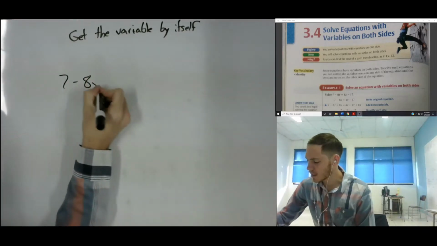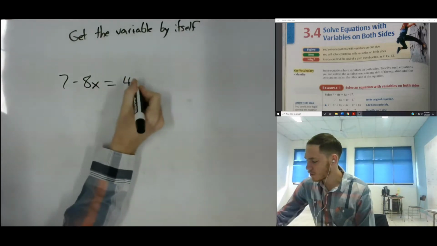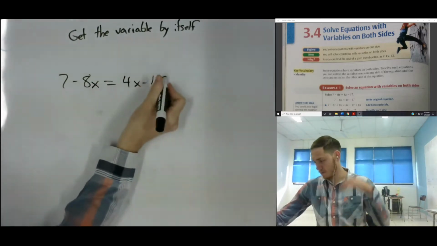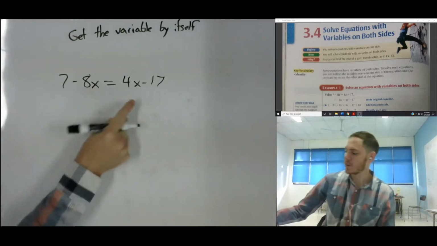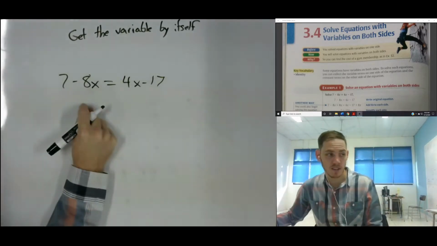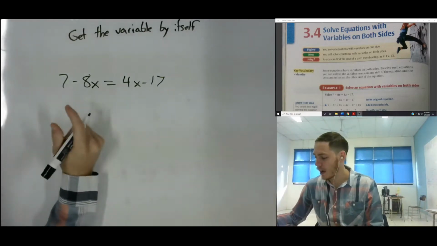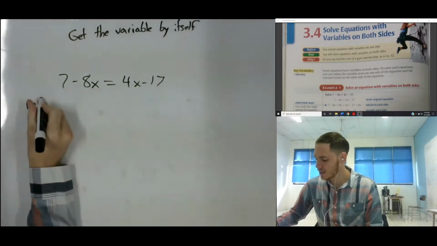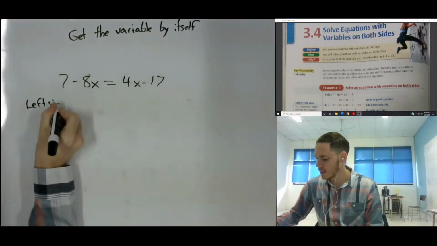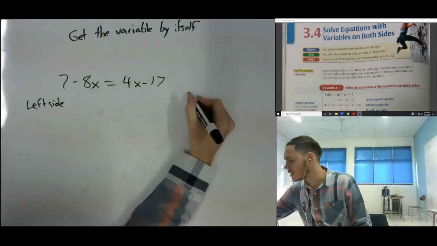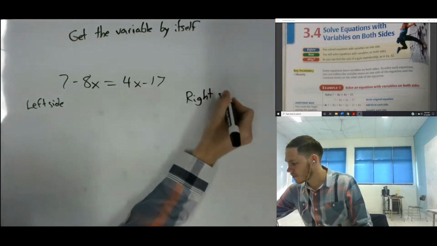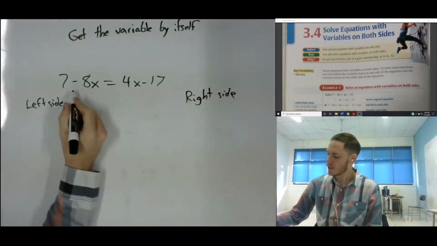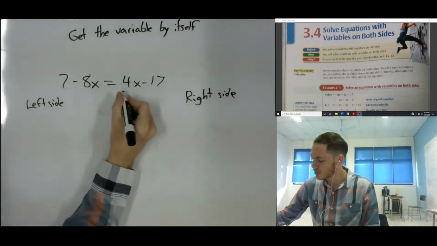7 minus 8x equals 4x minus 17. So there's two options. We can either get the variable on this side or get the variable on this one side. I'm going to put left side here, and the idea is for right side. Okay. So if we went left side, we would need to subtract.